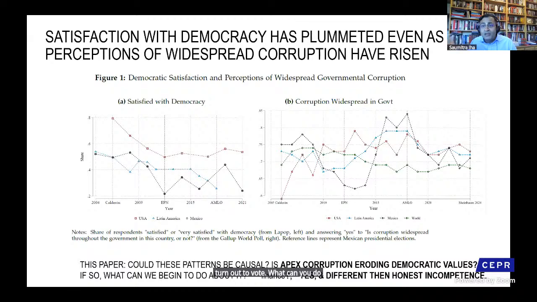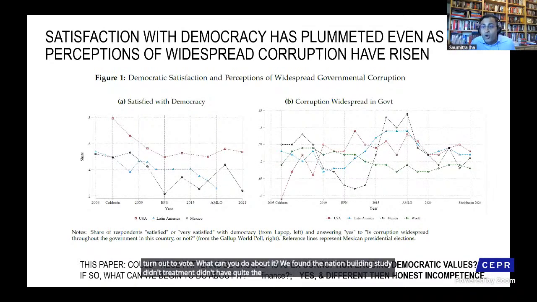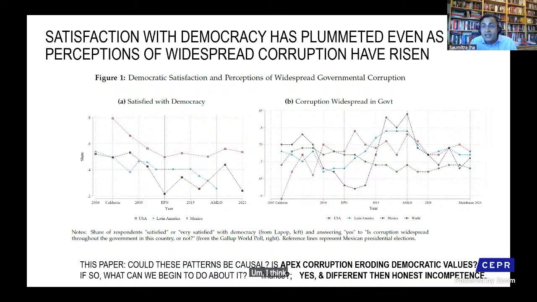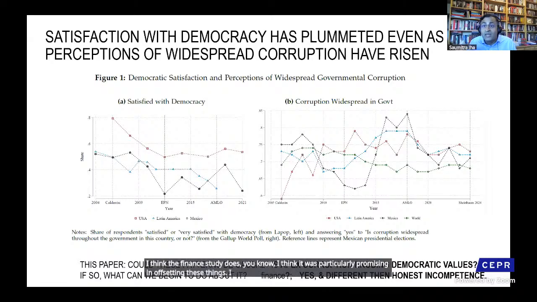We found the nation-building study treatment didn't have quite the effects that we were hoping for in terms of boosting support for democracy, though it did align people with the nationalist platform of the president. I think the finance study was particularly promising in offsetting these things. I think more work has to be done. We need more of a backbone, but we can implement this in developing countries as well.